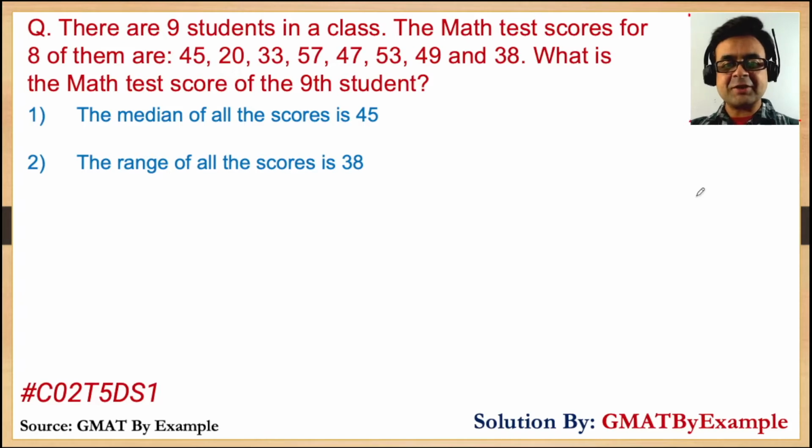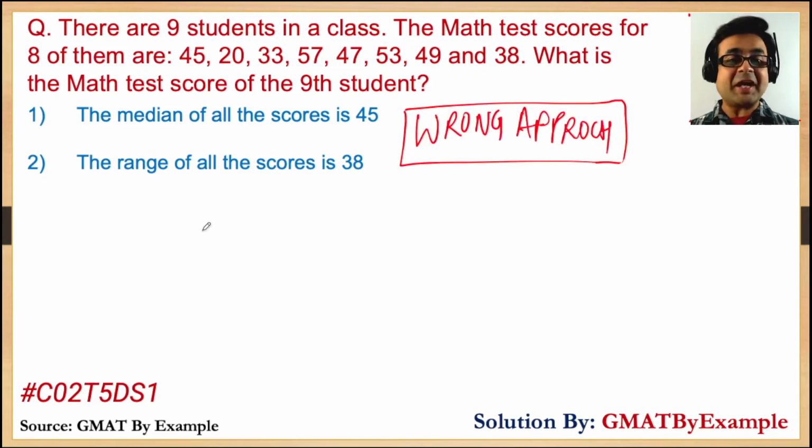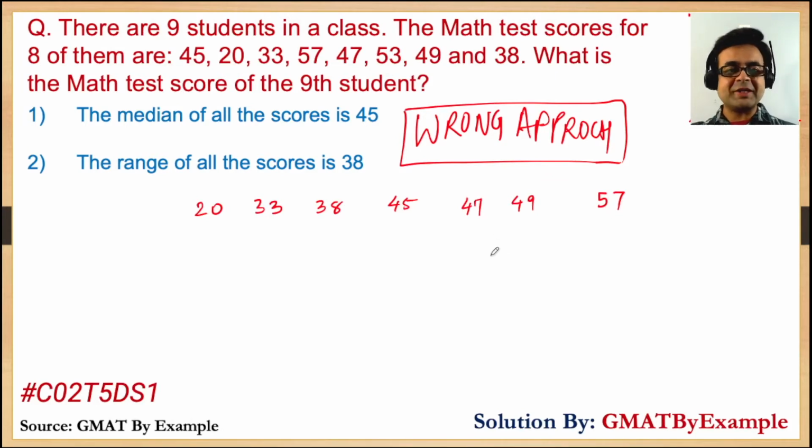Okay, so let's get started with the wrong approach or the mistakes people make in solving these kind of problems. We'll start with something that everybody gets right, which is the fact that we are given the 9 students of the class and we are given the score of 8 of the students. And since we are given things like median and range, we need to put them in order. So the first step is to put these scores in increasing order or decreasing order, as you may see fit. And here is how it would look. So here are the numbers noted in increasing order.